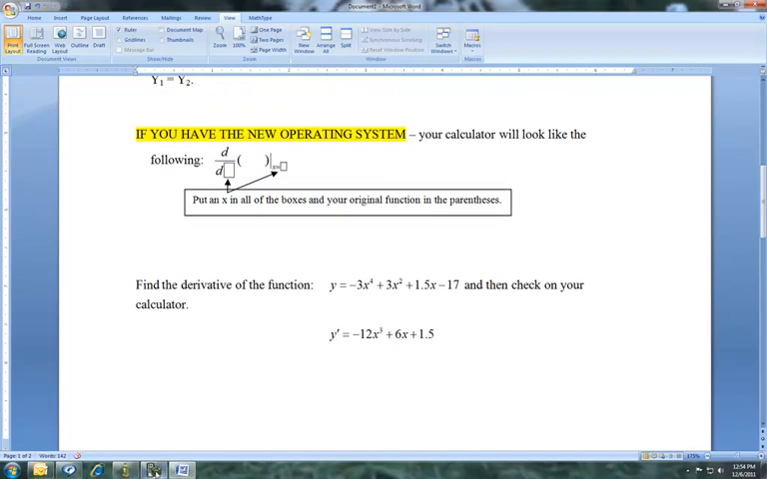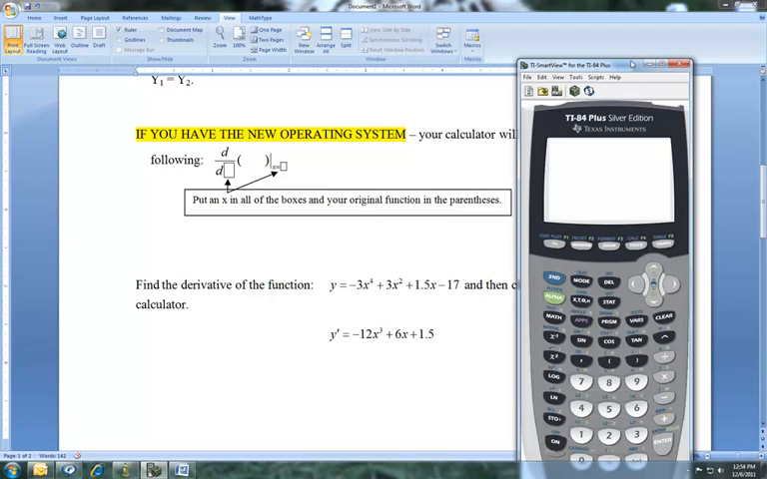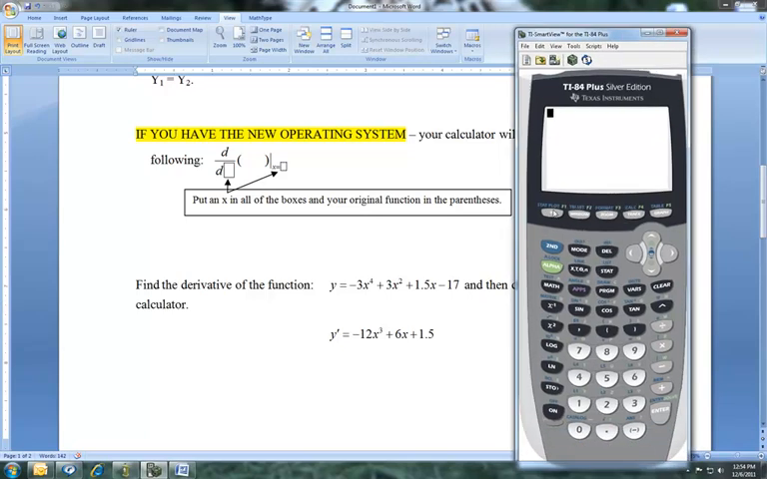Okay, let me get my calculator up here. Let's see if I can get a bigger calculator here. A little bit bigger. So I go to Y equals, type in my derivative. So I've got a negative 12x cubed plus 6x plus 1.5. Hit enter so you can get down to Y2.